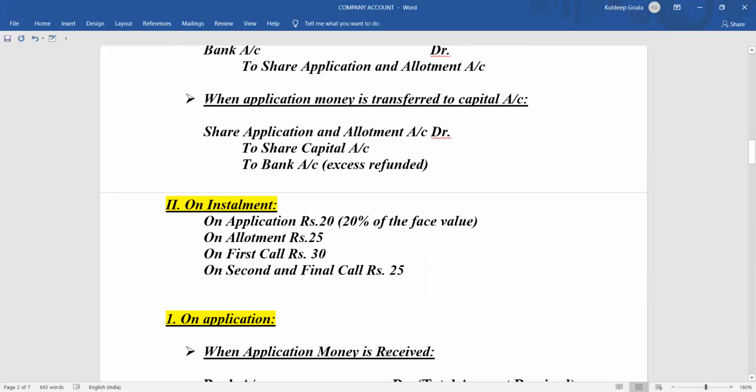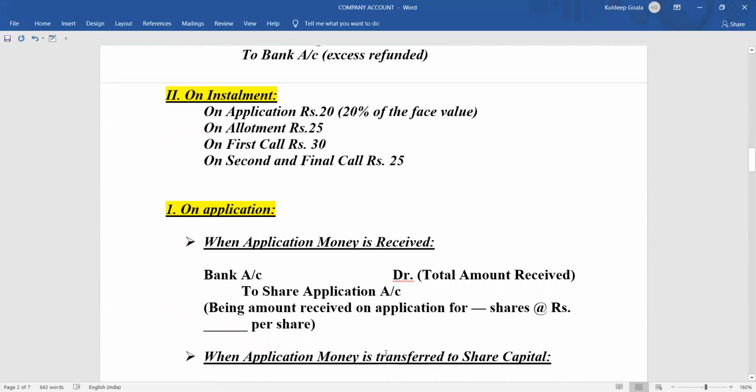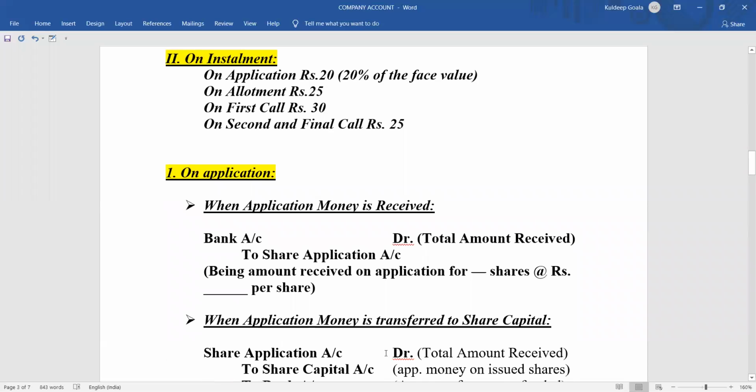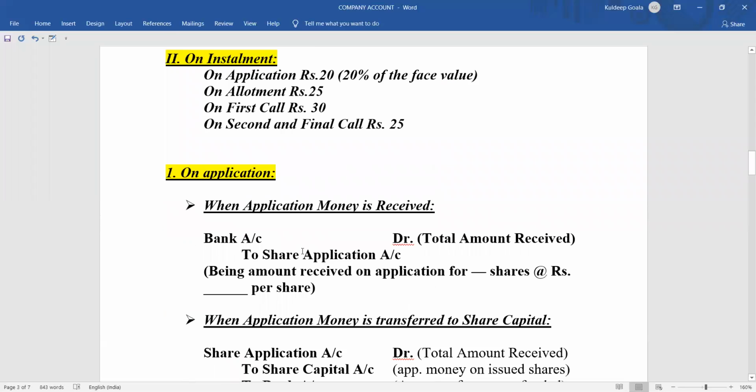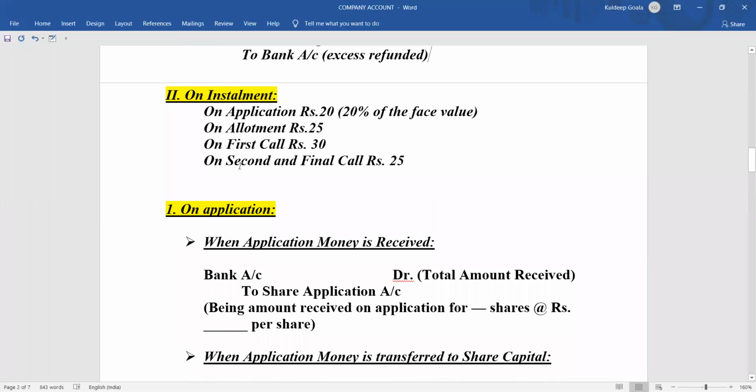Now coming to the next situation, that is when there is installment. Okay, when the shares are issued at installment. अगर इशू डेट इंस्टॉलमेंट होता है ना, पहला वाला हो गया वन टाइम पेमेंट, नेक्स्ट वाला हो गया ऑन इंस्टॉलमेंट. If the shares are issued at installment, then what will happen? Let's take an example. I am taking here an example where the share value is remaining the same, 100 rupees. Okay, face value stays the same, 100 rupees.